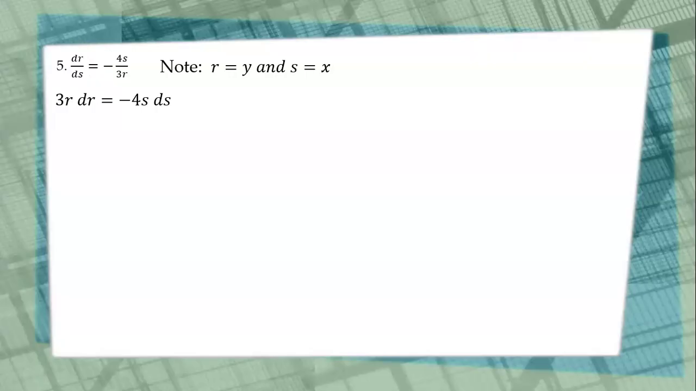Next, we divide both sides so that 3 will be cancelled. So we'll be needing an r dr now.